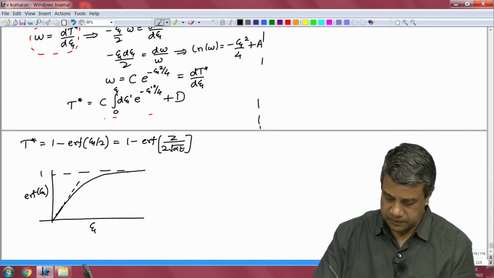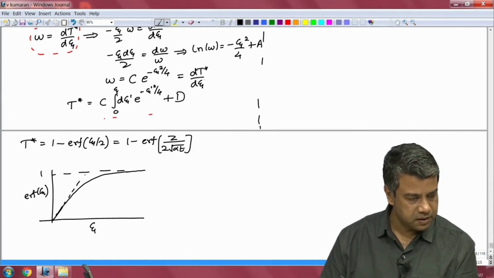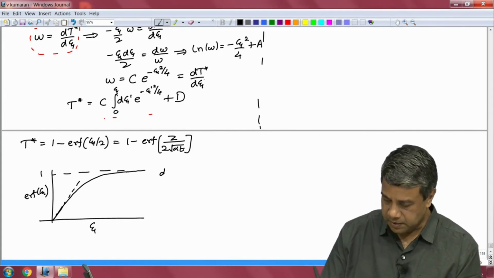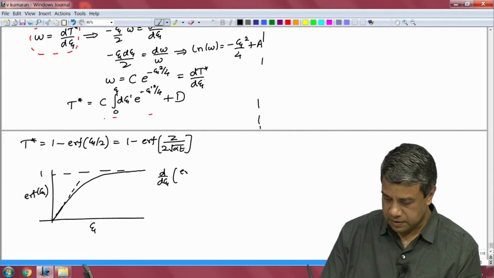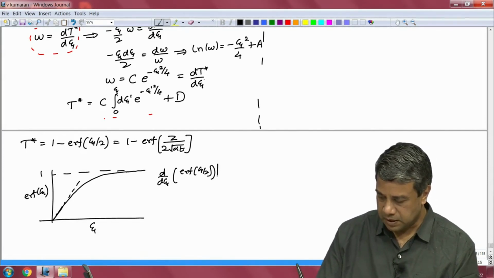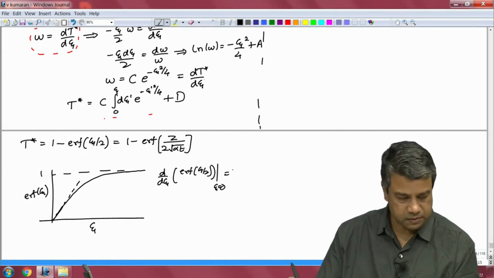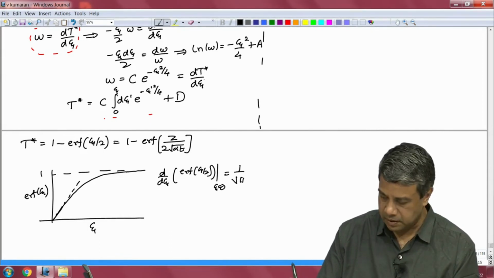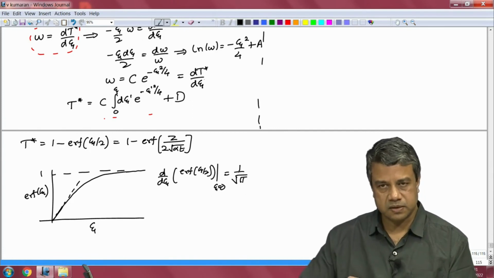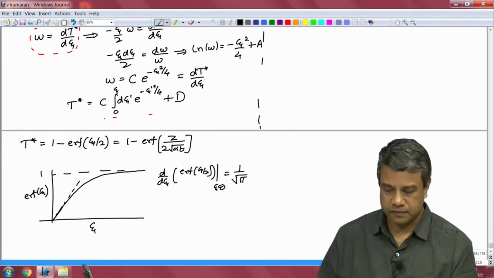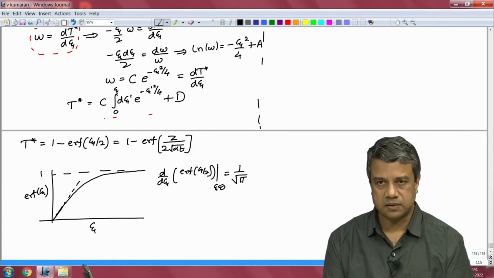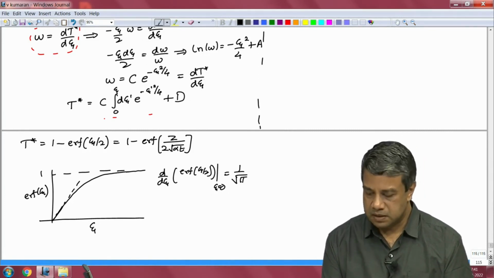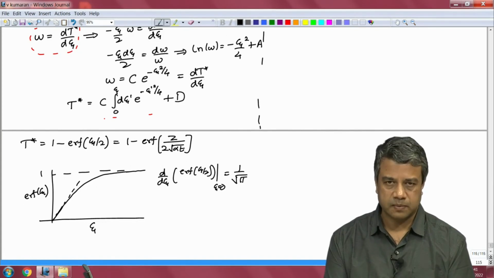And the slope of this function at z is equal to 0, d by d psi of error function of psi by 2 at psi is equal to 0, is equal to 1 over root pi. It is 0 at 0, it has slope of 1 over root pi, and as z goes to infinity it increases and asymptotically reaches 1. So, that is the solution for the temperature field.